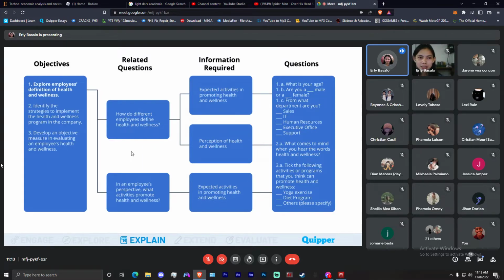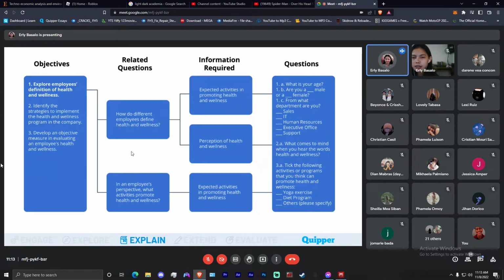So for example, you have this research objective statement. From this, you are going to relate it with your research instrument to be used. How do different employees define health and wellness? Then, from an employee's perspective, what activities promote health and wellness? These are the questions related to your objectives. From these questions, you will gather the required information based on those questions.